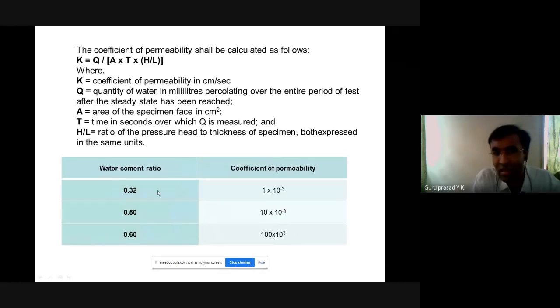See, if you see here, when the water cement ratio is going on increasing, your coefficient of permeability is also increasing. What does this mean? It means to say that there is more number of voids which are there.